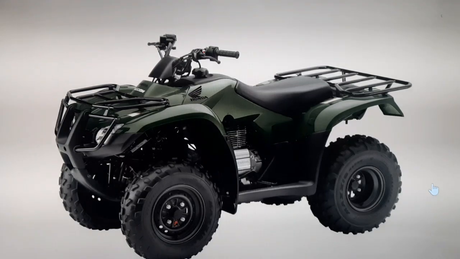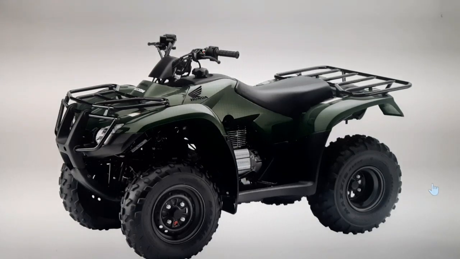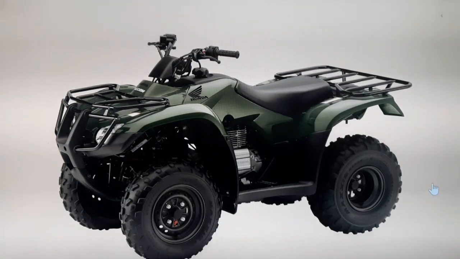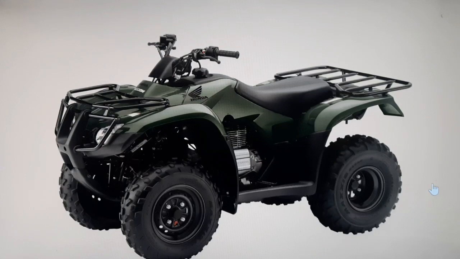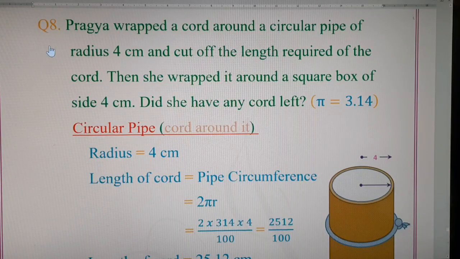Perimeter and Area part 15. Textbook page number 227. Exercise 11.4. Main question 8.